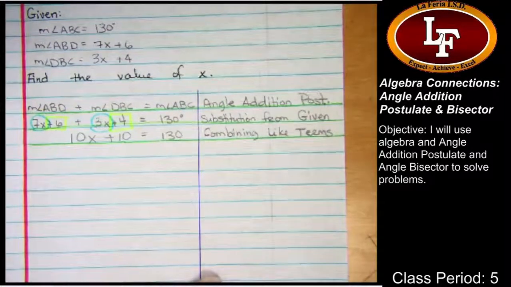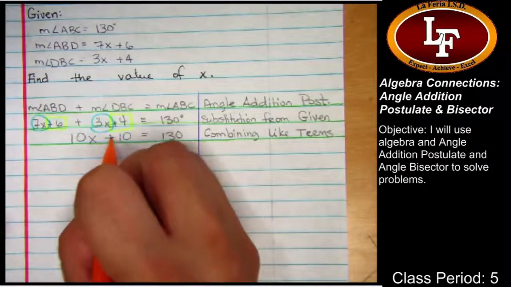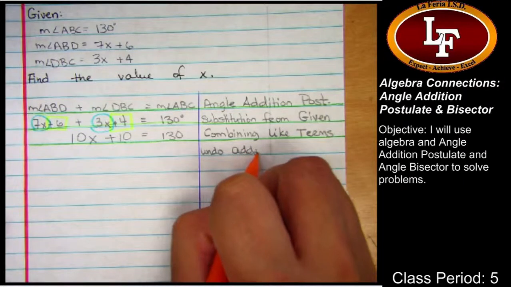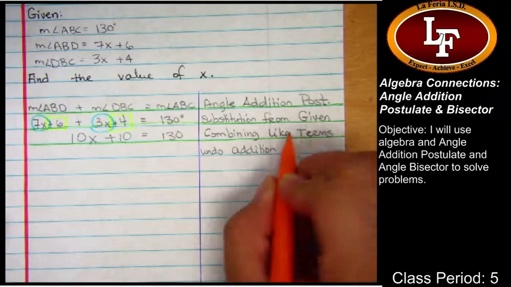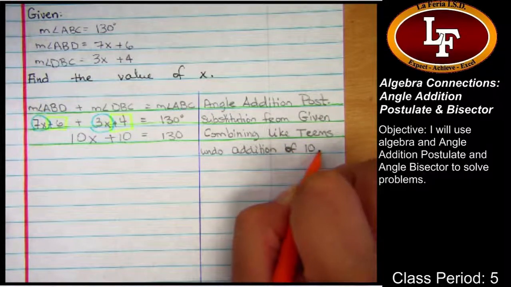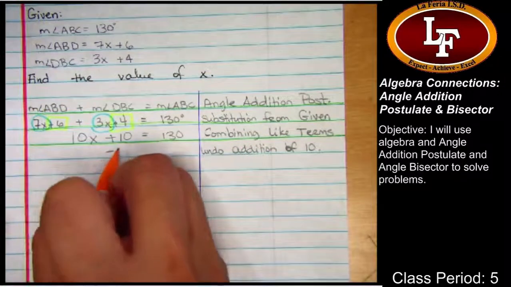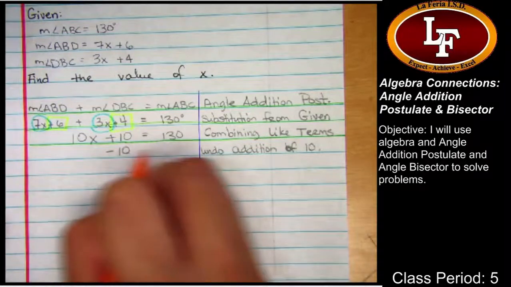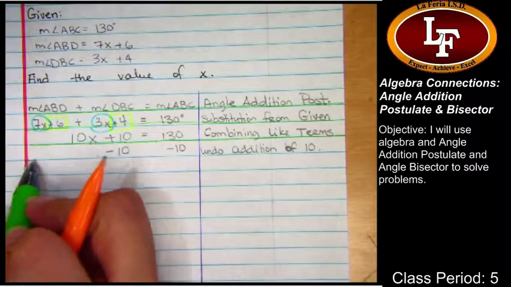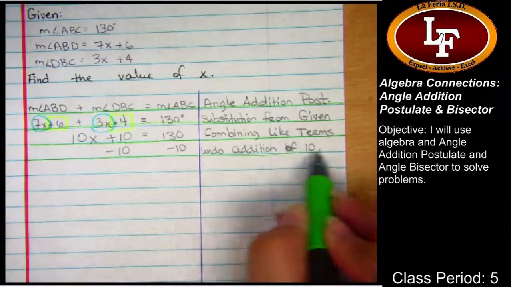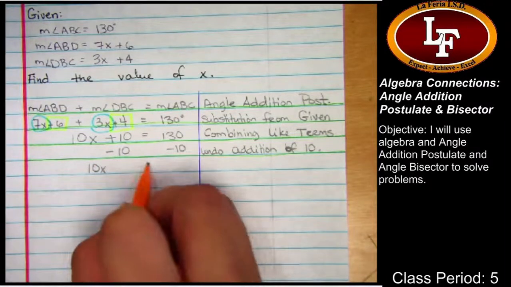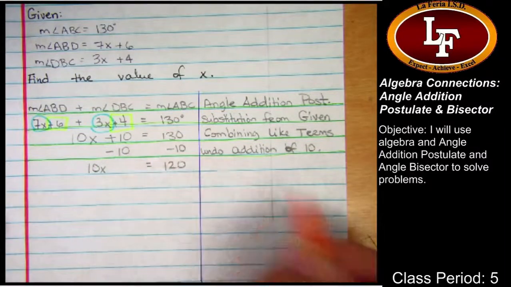All right, moving on with the algebra, I need to undo this addition. Always undo your addition and subtraction first. So undo the addition of 10. We're going to use subtraction. I need to get rid of 10, so that's what I'm subtracting by. What I do to one side, I have to do to the other side of the equal sign. So that's going to leave me with 10x equals 120.